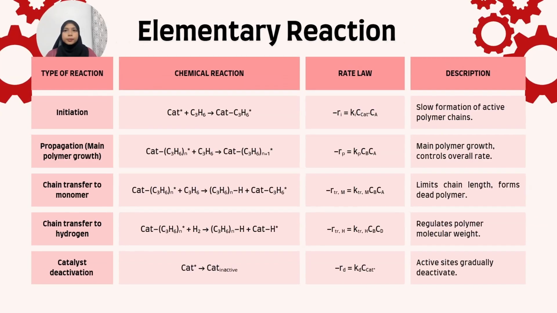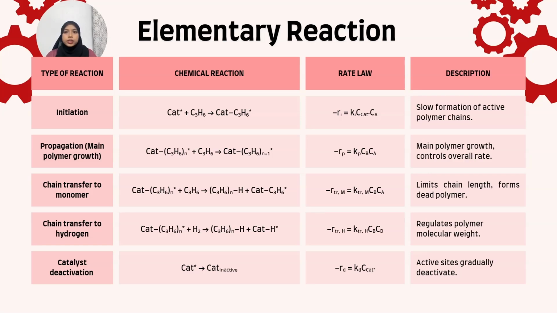Now, I will briefly explain the reaction steps involved. First is initiation. In this step, the propylene monomer coordinates with an active catalyst site to form an active polymer chain. This step is relatively slow and controls the formation of new polymer chains. Next is propagation, which is the main polymer growth step. Here, propylene monomer continuously inserts into the growing polymer chain. This step dominates the overall reaction rate and is responsible for increasing the polymer molecular weight.